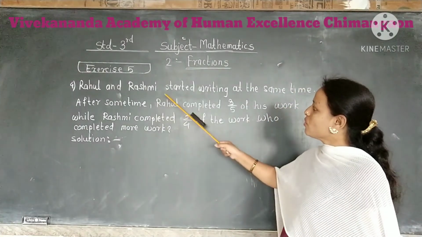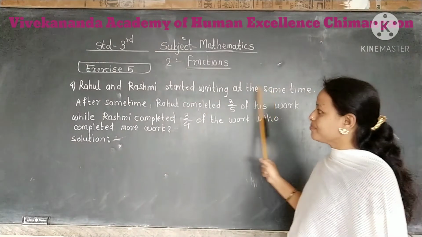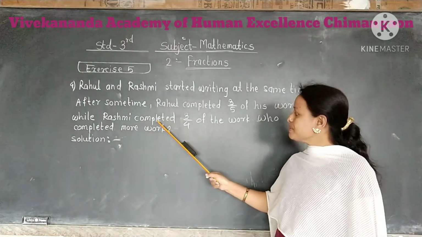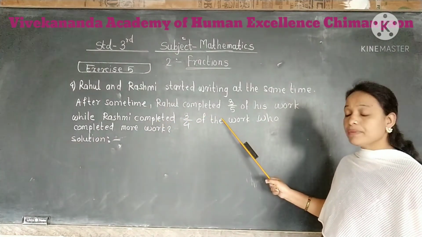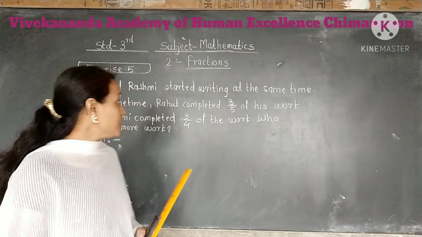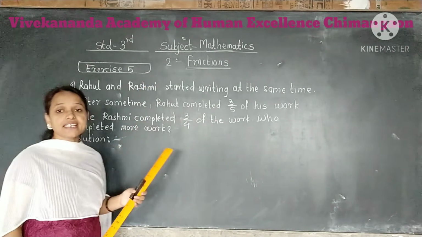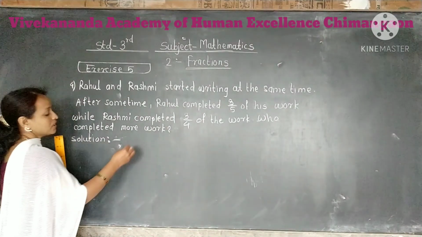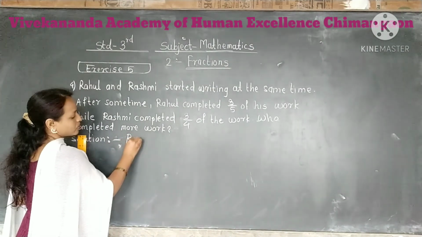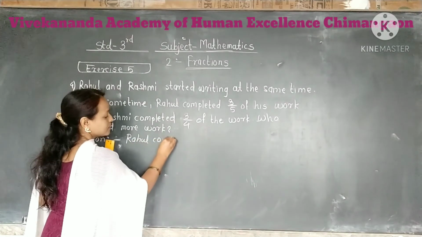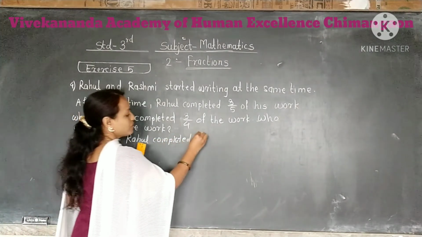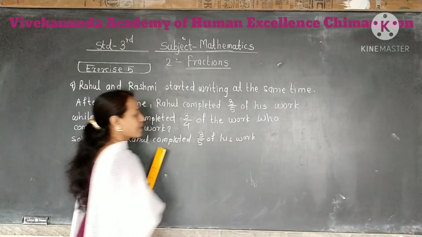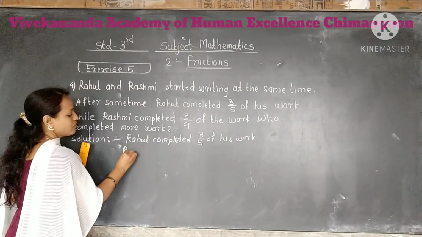Next, fourth word problem. Rahul and Rashmi started writing at the same time. After some time, Rahul completed 3/5 of his work while Rashmi completed 3/4 of the work. Who completed more work? See student, here both started writing at the same time, Rahul and Rashmi. But after some time, Rahul completed 3/5 of his work, and Rashmi completed 3/4 of her work.